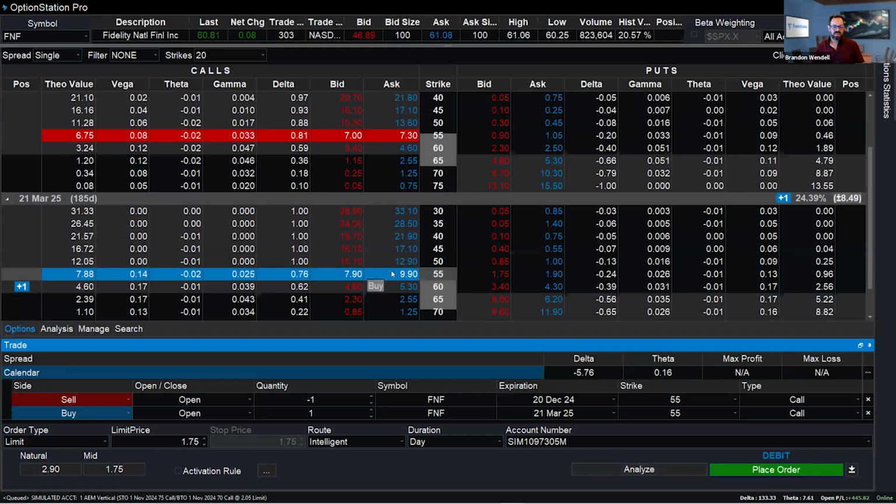Okay. But basically, I wouldn't want to do this one in particular because I'm buying it, what, $2 over value? No way. And I'm only selling it 25 cents over value. I'd want to get a better skew if possible.